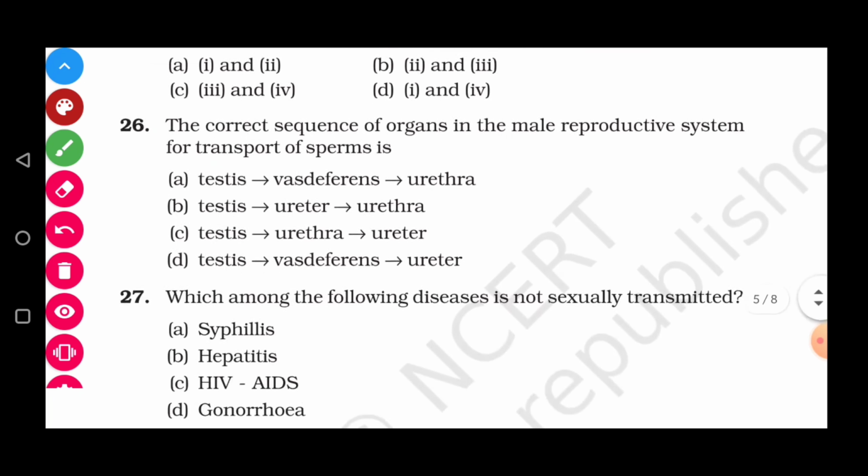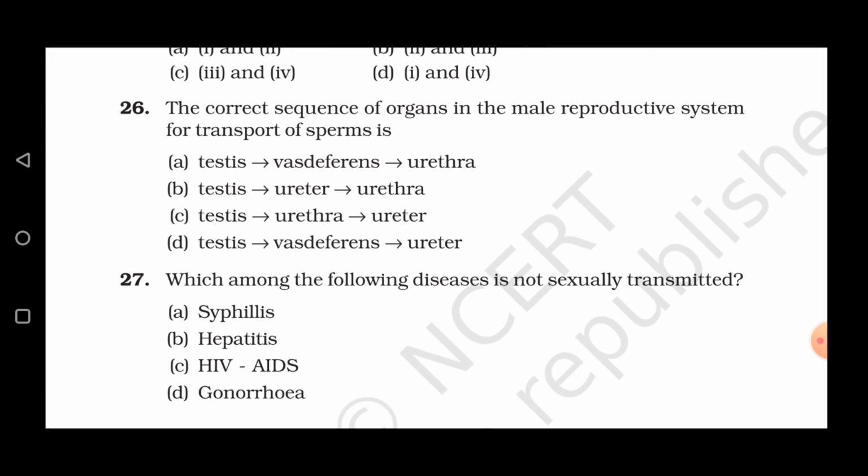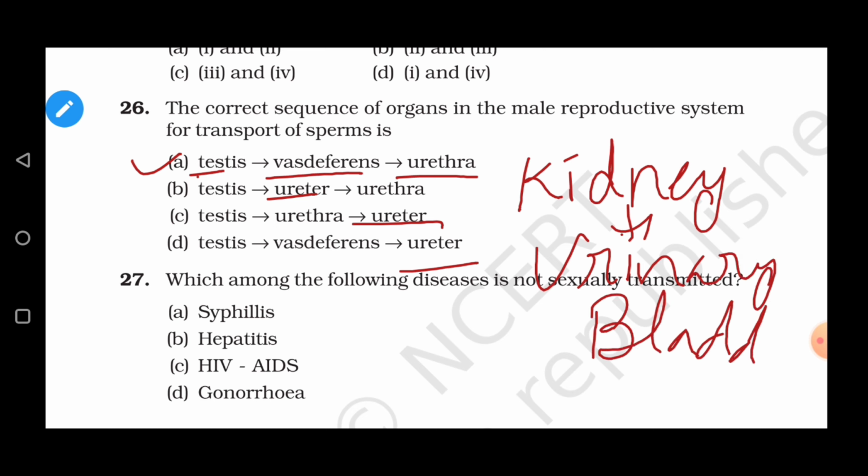Next is, the correct sequence of organs in the male reproductive system for transport of sperm is. स्पर्म्स का जो ट्रांसपोर्टेशन हो रहा है मेल के अंदर वो किस सीक्वेंस में हो रहा है? We know the sperms are formed in the testis में बन रहे हैं. From testis they are transferred to the vas deferens and then they are transferred to the urethra. So this is the correct option. In another option, the ureter is given here. Ureter is not related with the sperm transport. This is related with the kidney. They transport the urine from kidney to urinary bladder. Urinary bladder तक ट्रांसफर करने का काम करते हैं ureter. So they are not related with the sperm transport.